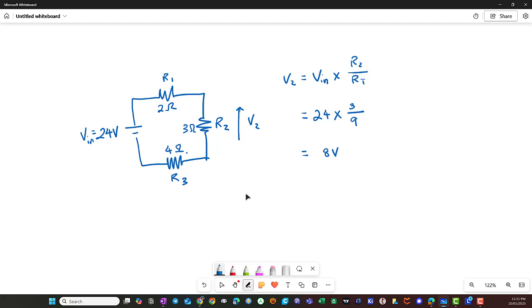I hope this has been useful to help you understand how you calculate the voltage across the resistance, and what the teachers mean when they say that the resistance is proportional to the voltage across it.